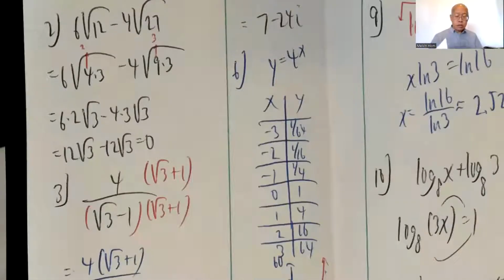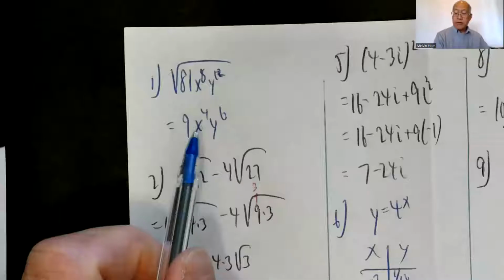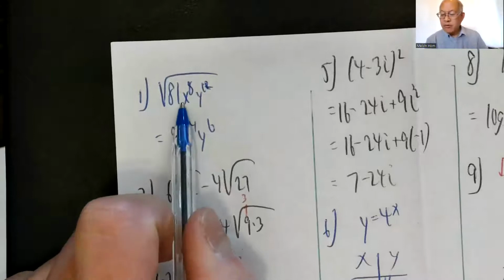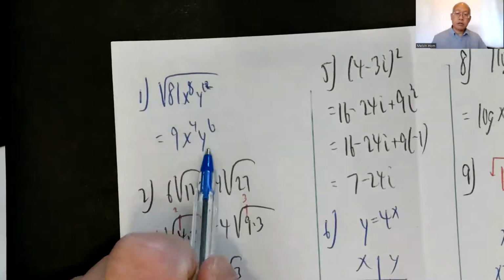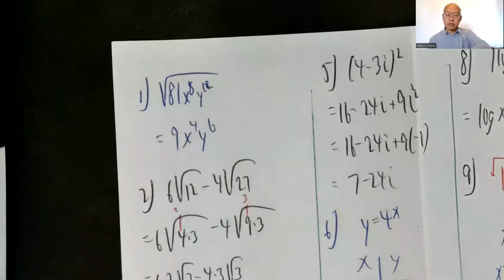Okay, so number 1, the square root of 81 is 9. The square root of x to the 8th is x to the 4th. Square root of y to the 12th is y to the 6th. So 9x to the 4th, y to the 6th.